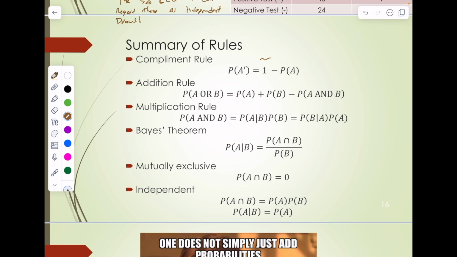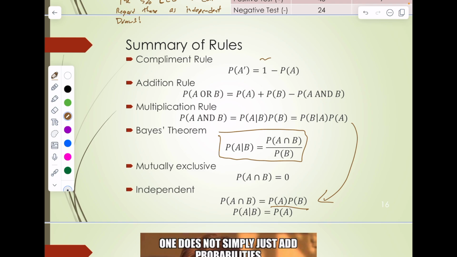The multiplication rule was the probability of A and B is, and this is always going to be true, the probability of A given B times the probability of B, or the probability of B given A times the probability of A. Now, remember, if they were independent, then we can just multiply like this. But if they're not independent, the multiplication rule always holds. Okay, Bayes' theorem was this right here, just a nice way to help us understand conditional probability.